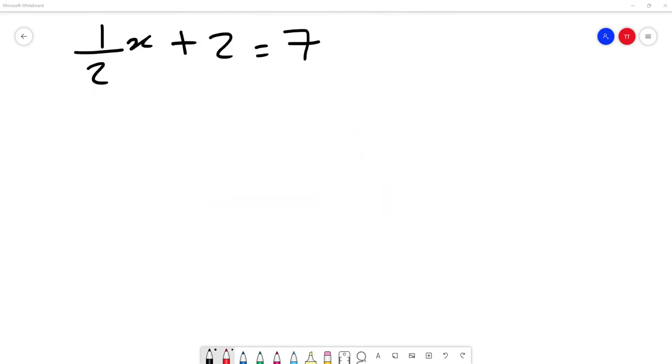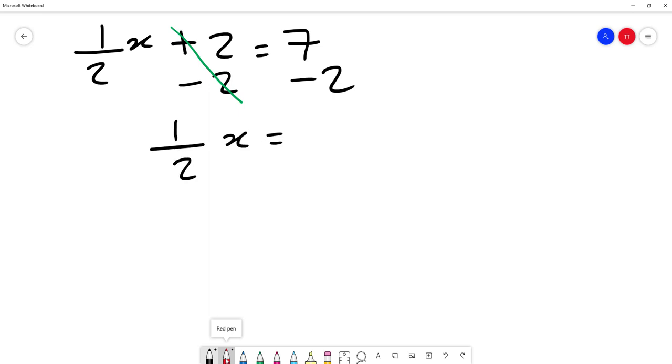The next type of equation of fractions is something like this. So we've got a half x plus 2 equals 7. So what we do is we get rid of the plus 2 by doing minus 2 on both sides of the equation. And the plus 2 and the minus 2 cancel out. So now we get a half x equals 7 take away 2, which is 5.